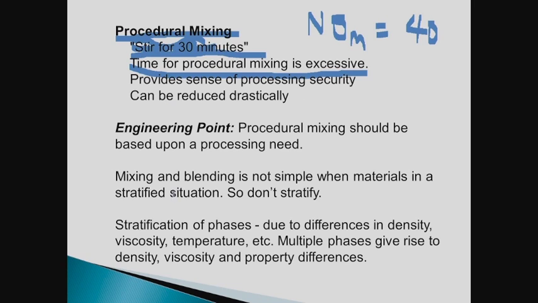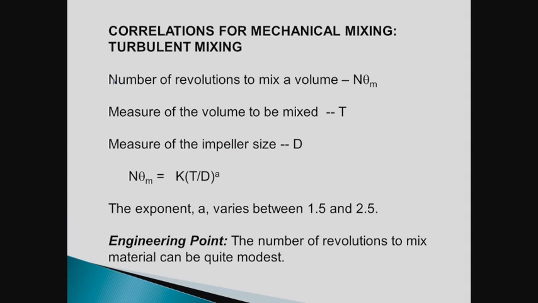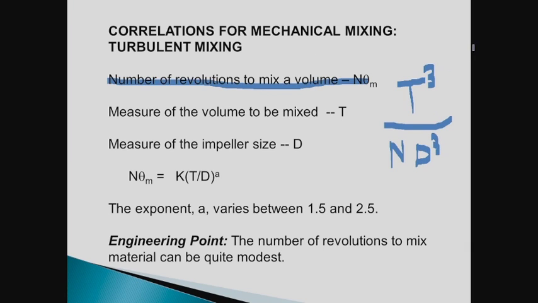I don't know why this happens, but it happens. Stratification of phases, don't do it. Procedural mixing should be based upon processing need, right? Let's take a look at where this came from. Basically, it was tank volume, which would be T cubed, divided by impeller pumping, which is N D cubed. So we have volume, which is length cubed, divided by pumping, which is length cubed per time. So this is going to give rise to some sort of time over here, which we'll write as theta.